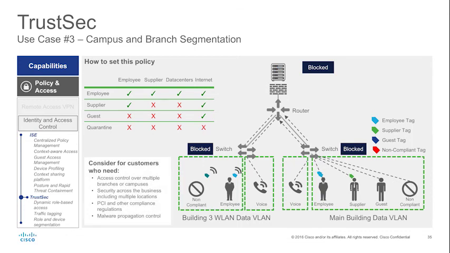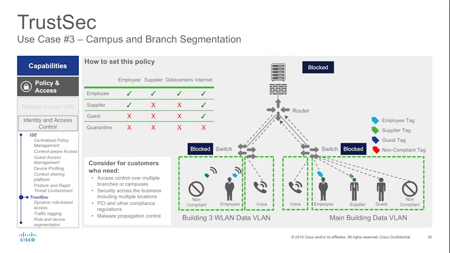This scenario is perfect for customers who need access control over various branches and secure connections at those locations. This can also enhance adherence to PCI and other compliance regulations. By limiting access between roles, TrustSec helps prevent the spread of malware as well.